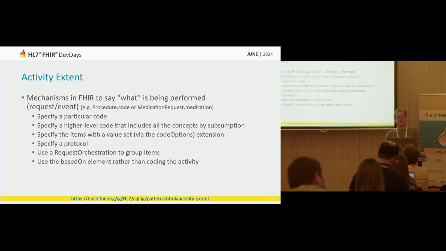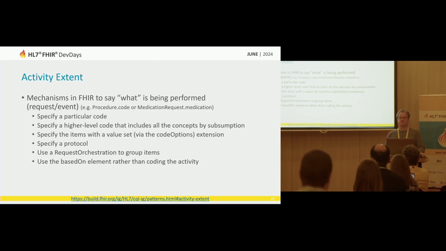Throughout the request and event patterns, basically there are, right now, you can specify a particular code, or you can specify a higher level code that includes all the concepts by subsumption, and that's pretty much what you have in the actual instance. It would be great if we could say, it's one of these codes, but I don't actually care which one it is, especially in the request case, where what I want is I want you to prescribe one of these medications, but I don't really care which one you choose, that's up to you. So now we can say that. Basically, anywhere that there's a codable concept in FHIR, we can use this code options extension.